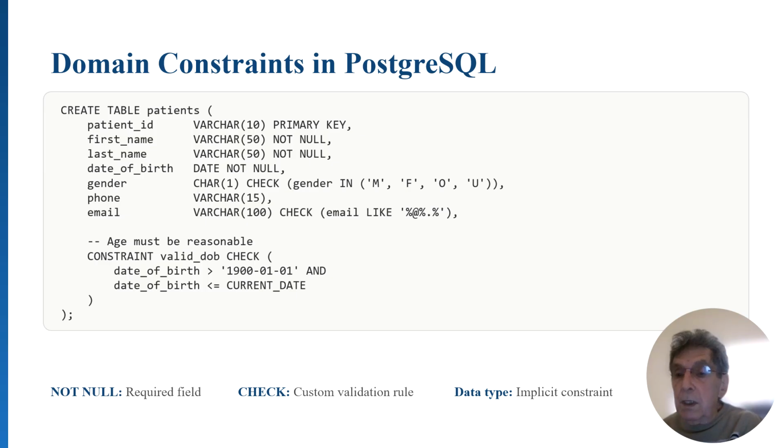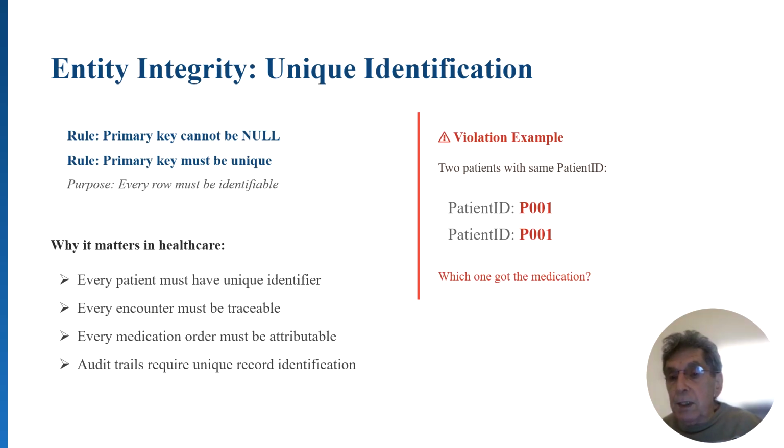Email has a check constraint with a like pattern. It must contain an @ symbol followed by a dot. This is simple email validation. Not comprehensive, but it catches some of the obvious errors. The named constraint, valid date of birth, uses check to ensure birth dates are between 1900 and today. No patients born before 1900, and no future birthdays. When anyone tries to insert data that violates these constraints, Postgres returns an error and the insert fails. The bad data never enters the database.